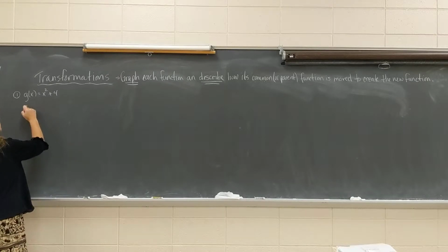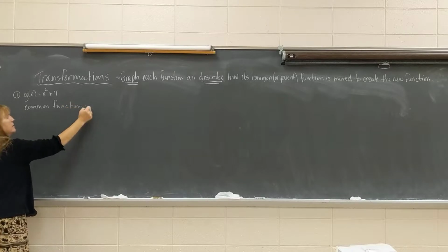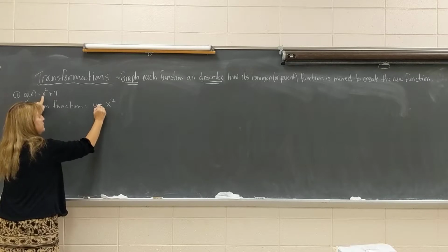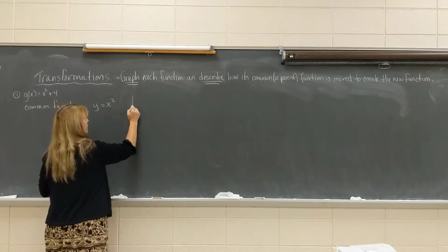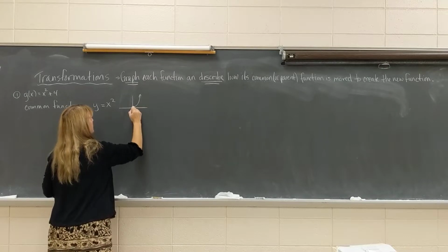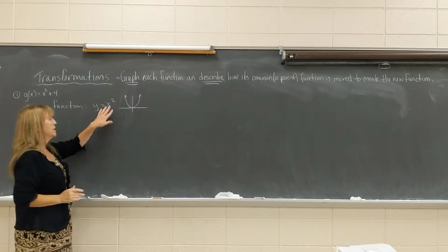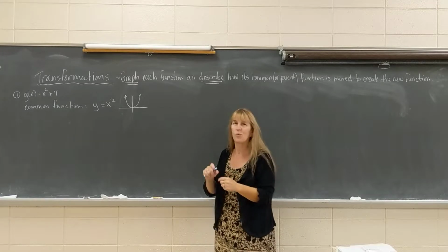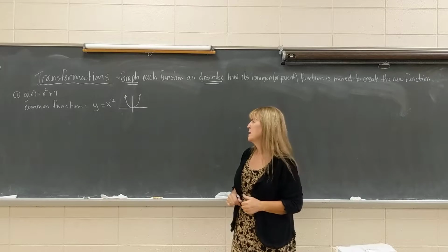The common function would be just y equals x squared. And you can tell that something is being done to x squared to become g of x, obviously a plus 4 right here. So we have to know what y equals x squared looked like, and I hope you do. Just a quick little sketch without being too detailed with it. You should know that we have a parabola because it's a quadratic function, and our vertex is at 0, 0. We're also going through the points 1, 1, 2, 4, negative 1, 1, negative 2, 4, and so on.